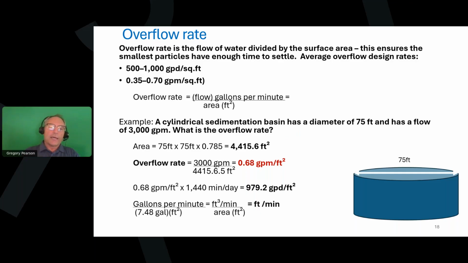This last equation I put on the board doesn't have any numbers in it, but if we divide the gallons per minute by 7.48, we can look at the formula in terms of cubic feet per minute. If we do that, we'd have cubic feet per minute as our flow rate on the top, and on the bottom we'd have square feet for our area. Cubic feet divided by square feet leaves just feet. So in other words, we can get a velocity out of this in feet per minute. I'm going to come back to that in a second.